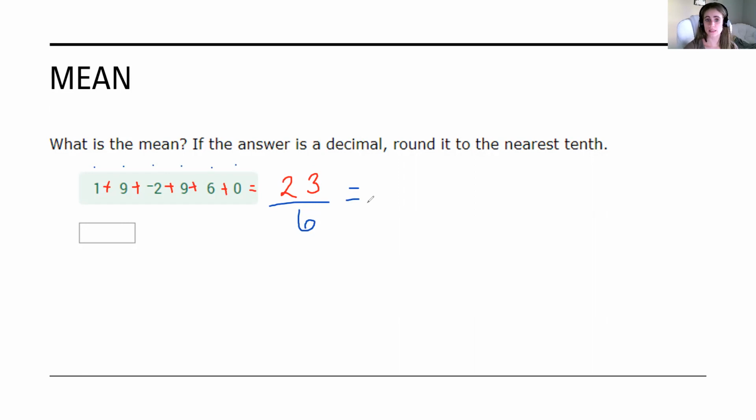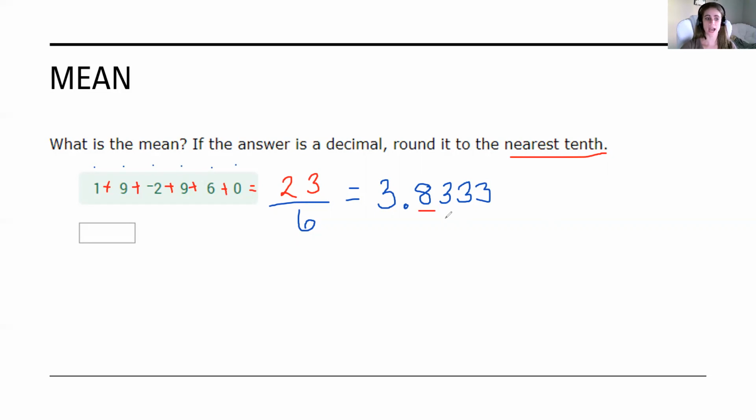Sometimes you'll get a nice whole number. Other times, like we have here, you will get a decimal. And our decimal is 3.83 repeating. So be sure to look at your directions to see how to round. In this case, it's telling us to round to the nearest tenth. The nearest tenth is our first place after the decimal point.